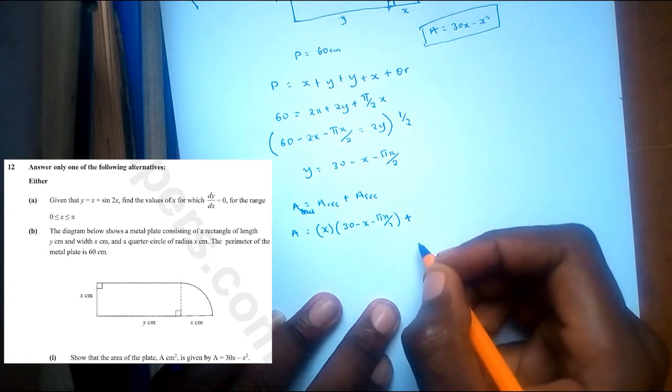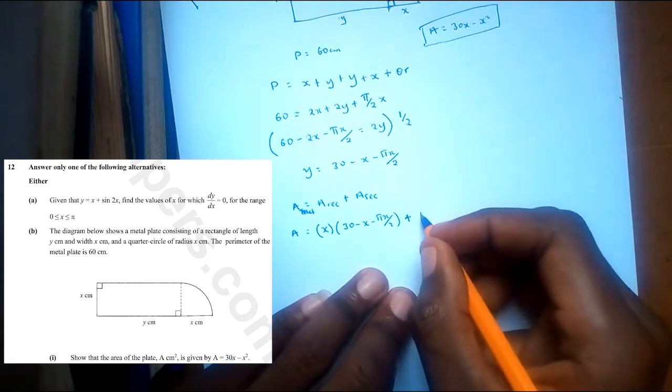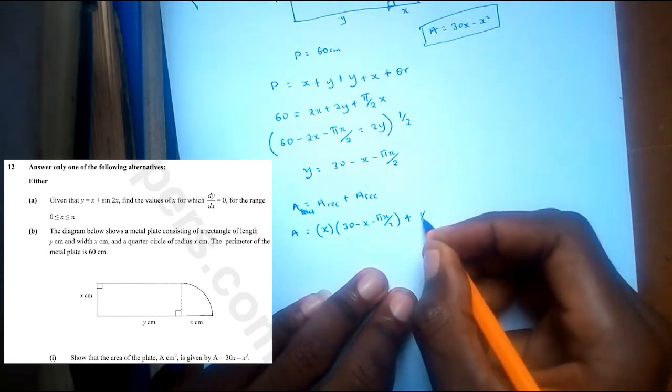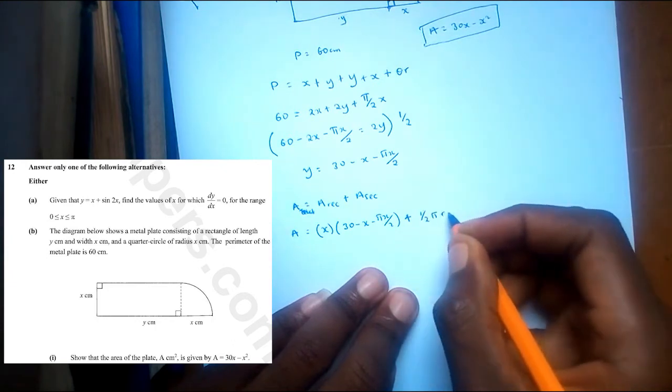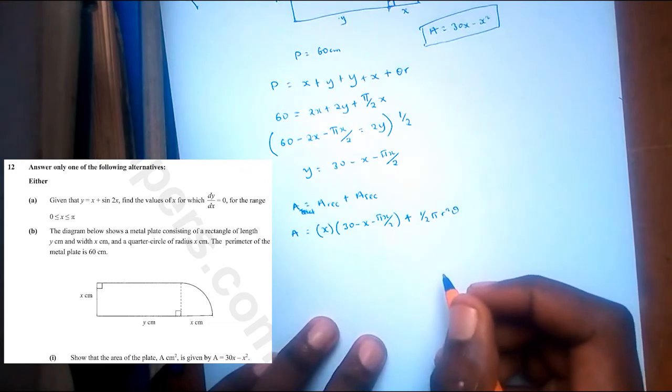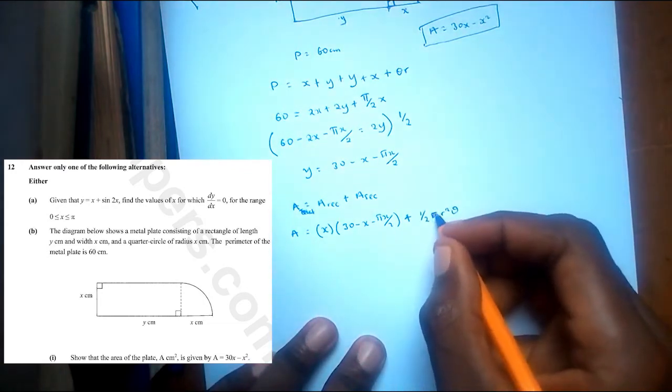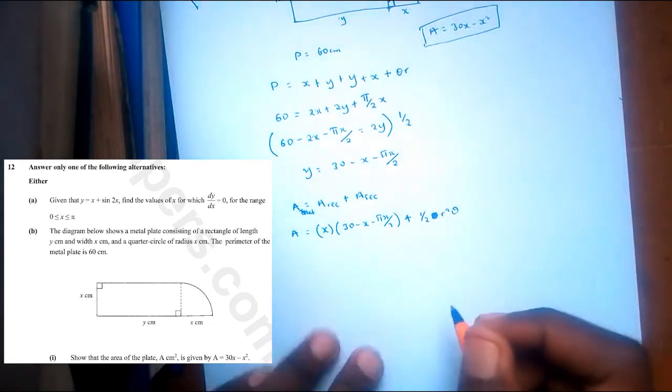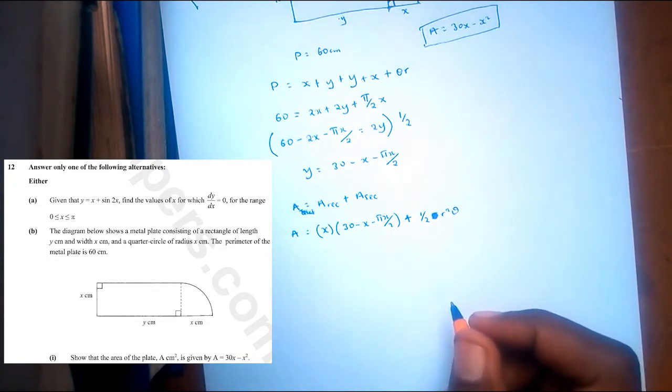Area of the sector is just half r squared theta. Yeah, half r squared theta. Okay.